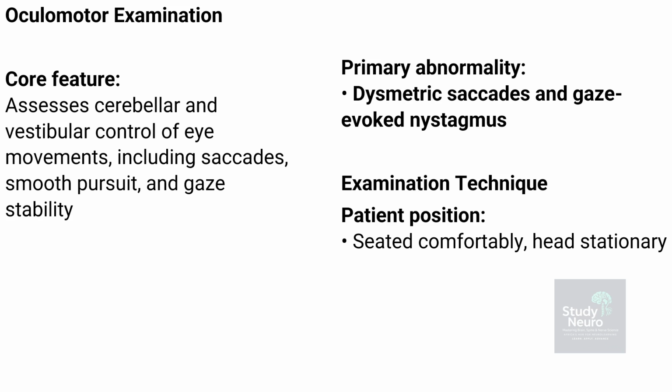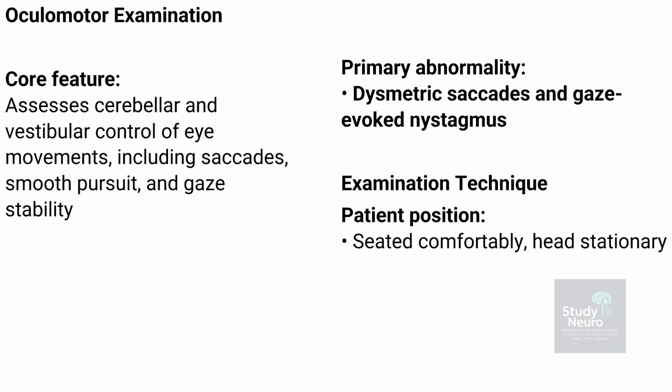Start by watching how the eyes move when the patient shifts their gaze quickly between two targets. In a healthy system, the eyes land cleanly on target. In cerebellar disease, the eyes often overshoot or undershoot, a finding that reflects impaired cerebellar calibration rather than muscle weakness.